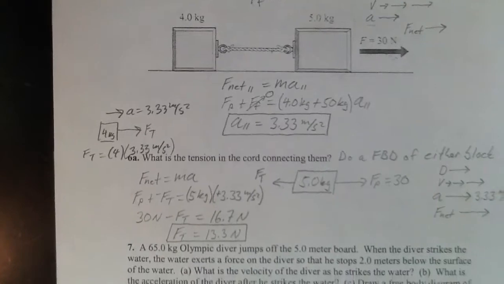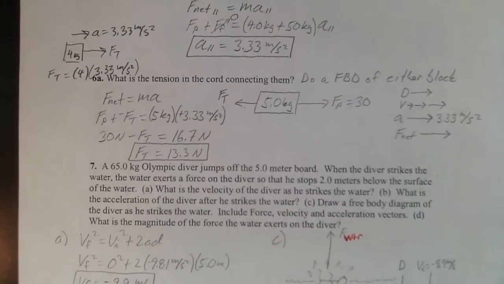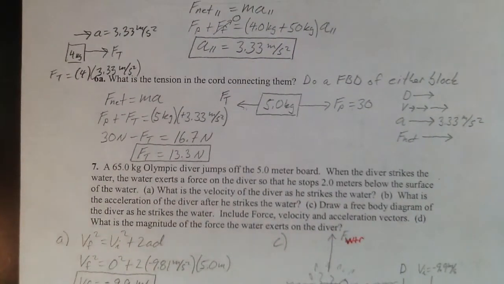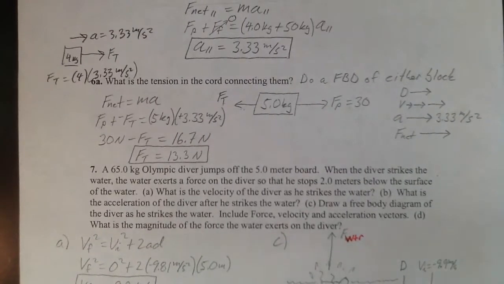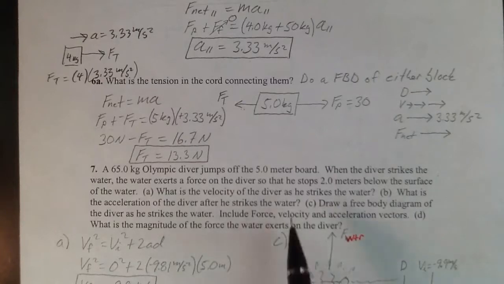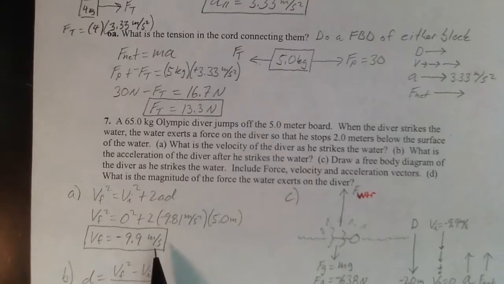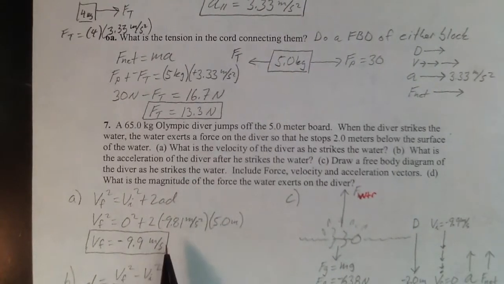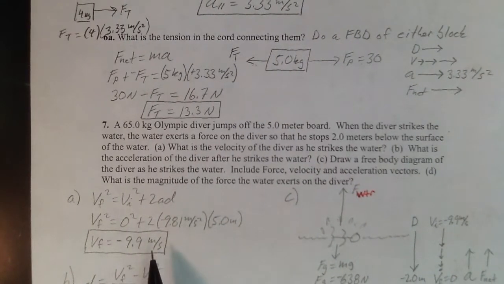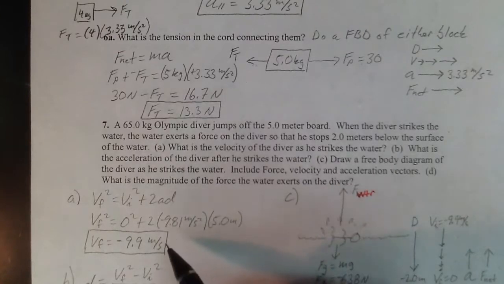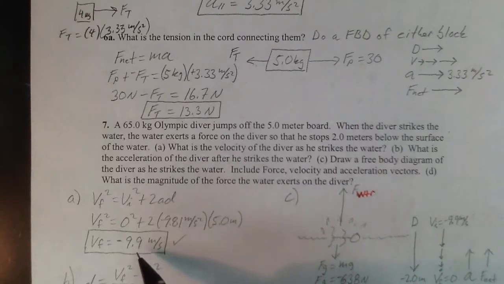All right, this last problem, we had a homework problem almost exactly like it, and you're going to see it again on the test. There's going to be a little bit of a twist to it, but the process is identical. So the first part is all kinematics. I'm jumping off a diving board. What's my V final? We've gone over a gazillion of these free fall problems, so I'm not really going to go over how I get this strike velocity of 9.9.